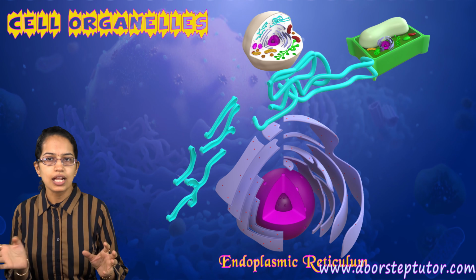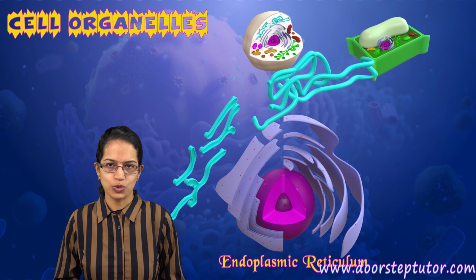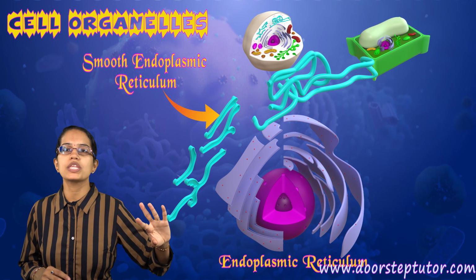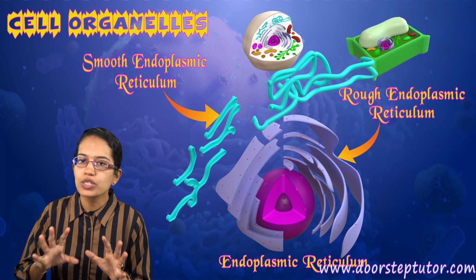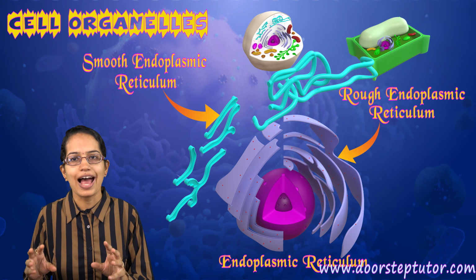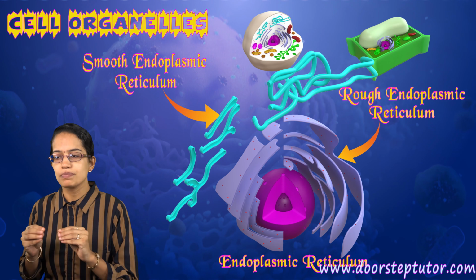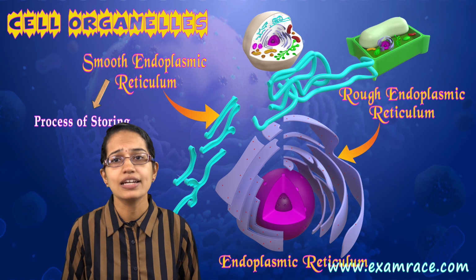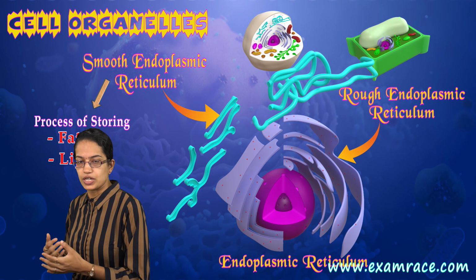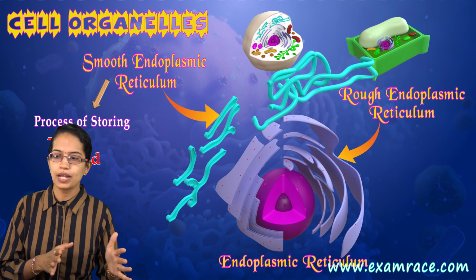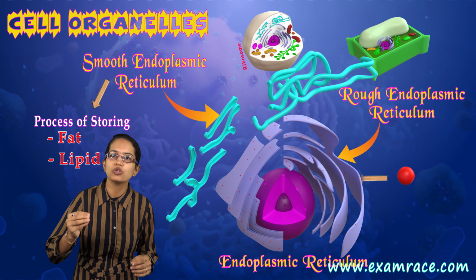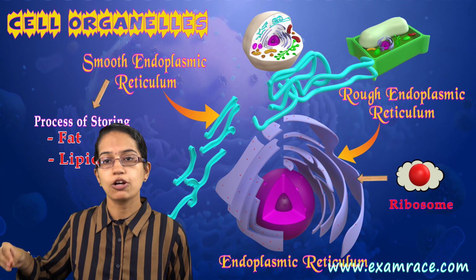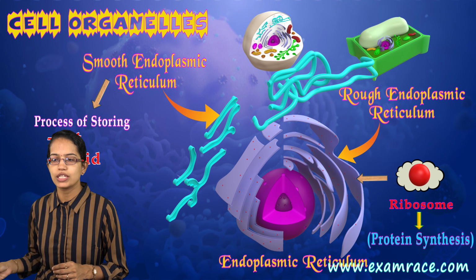That is something that is a classic characteristic of endoplasmic reticulum. Now this endoplasmic reticulum can be of two types, smooth and rough. The smooth endoplasmic reticulum does not have attached ribosomes, and it's mainly used for the process of storing fat, lipids. So that's the main function. However, the rough endoplasmic reticulum has ribosomes attached to it, and these are the sites where protein manufacturing or protein synthesis, I could say, actually takes place.